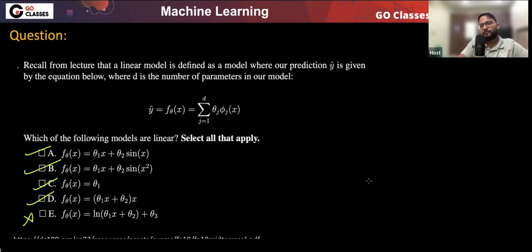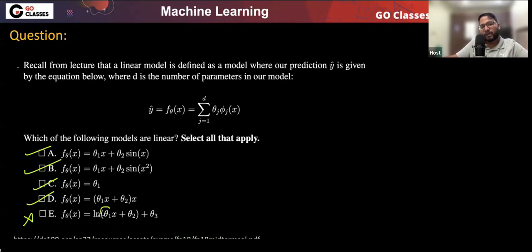Is this understood? Yes, C is just constant. It is just saying y equal to 3. This is my best model I can think of. Okay. E is just like that.